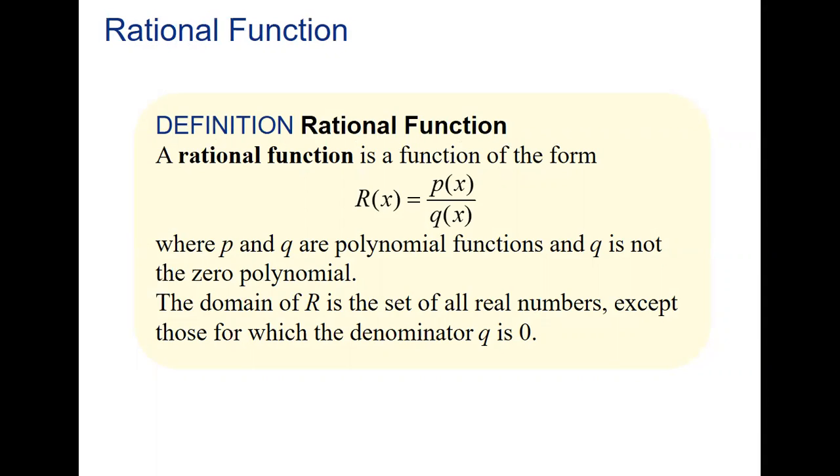When you combine two polynomials, one in the numerator, one in the denominator, it is now a rational function. The domain is the set of all real numbers except when your denominator equals 0. Because what can you not have in the denominator? 0. Remember, it is okay for 0 in the numerator, but it is a no-go for 0 in the denominator. Got it?